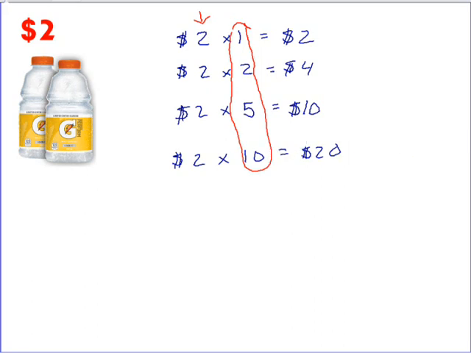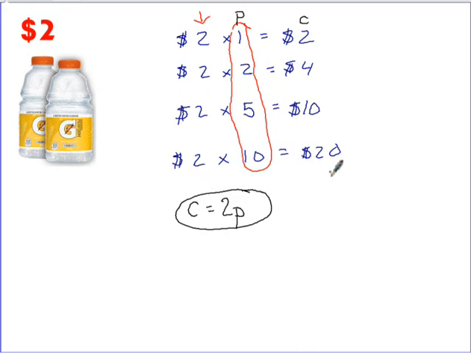If we were going to write an equation for this scenario to find the total cost, we'll call this C, total cost. The total cost would be equal to $2 times however many people you have going, so we'll call this P. So total cost is equal to 2 times the number of people going with you, so the number of Gatorades you're buying. This right here is a direct variation equation.